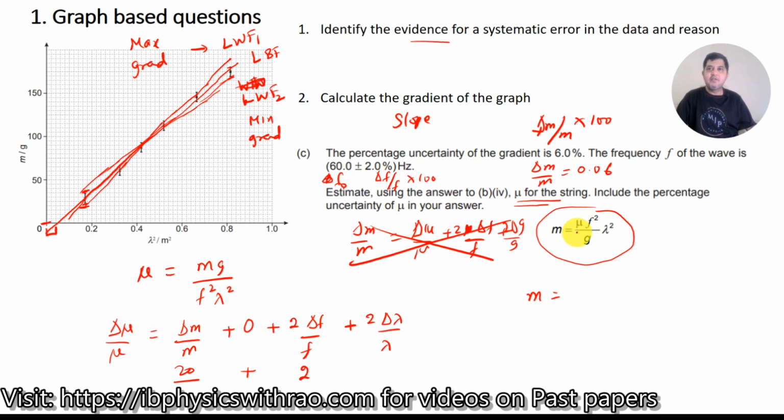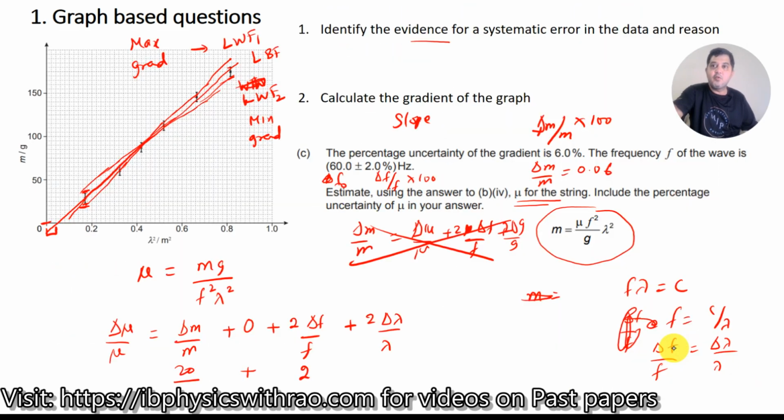Lambda should be given. So corresponding to it, for a frequency, you can write f lambda is equal to constant c. Since I need f here, f is equal to c by lambda, and then I write delta f by f is equal to delta lambda by lambda. Okay, don't use negative there. So delta lambda by lambda and this are the same, so this becomes 4 times over here. And delta f by f is already given to you, which is 0.02. Substitute that value and finally get the value for delta mu by mu.